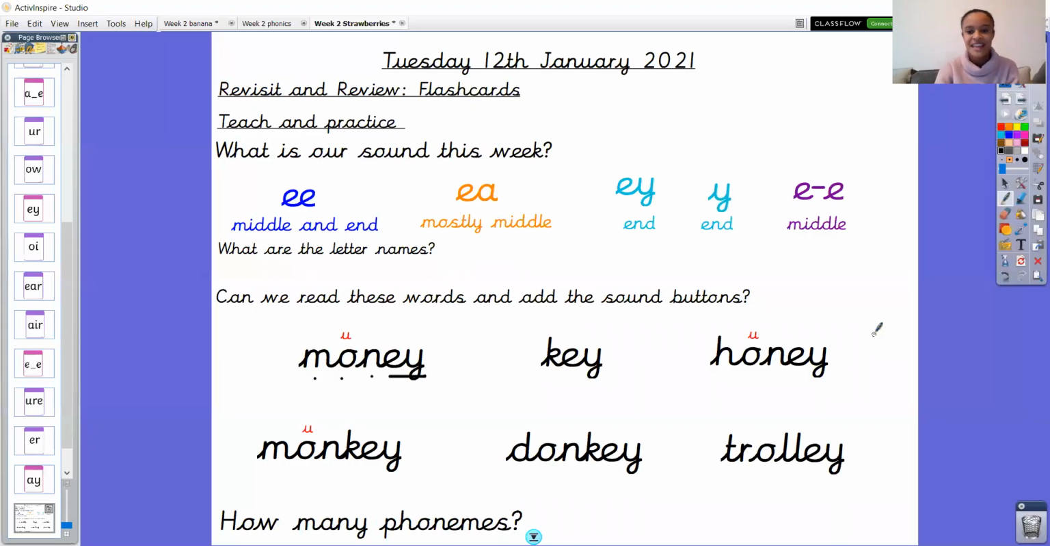Okay, brilliant job. Let's go through them together then, shall we? Okay, so here, I've got a nice short one. K, E, key. Can we use our phonics fingers to sound that one out together? Are you ready? One, two, three. K, E, key. Brilliant. All right, another one here. That's using our uh sound where the O is. Okay, so let's see if we can do it. H-U-N-E, honey. Brilliant, let's use our robot arms, get those ready. One, two, three. H-U-N-E, honey, fantastic.